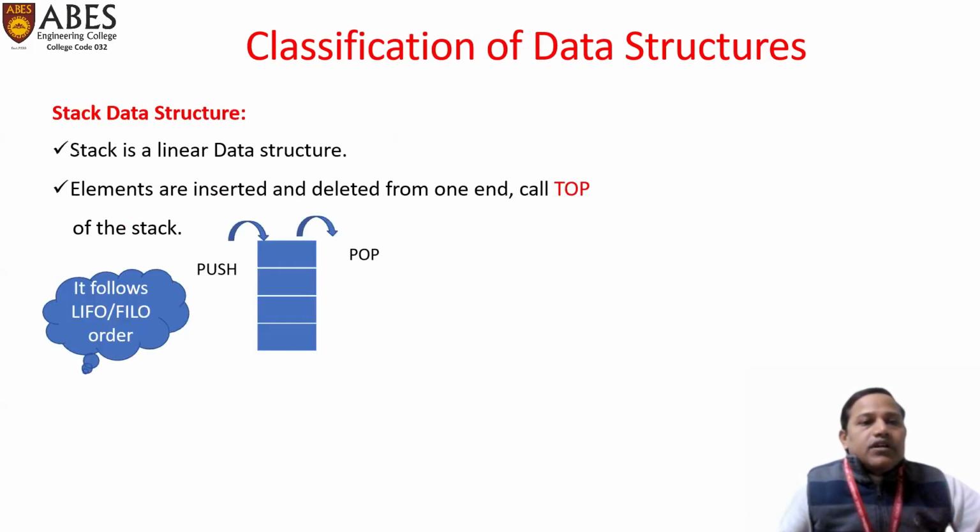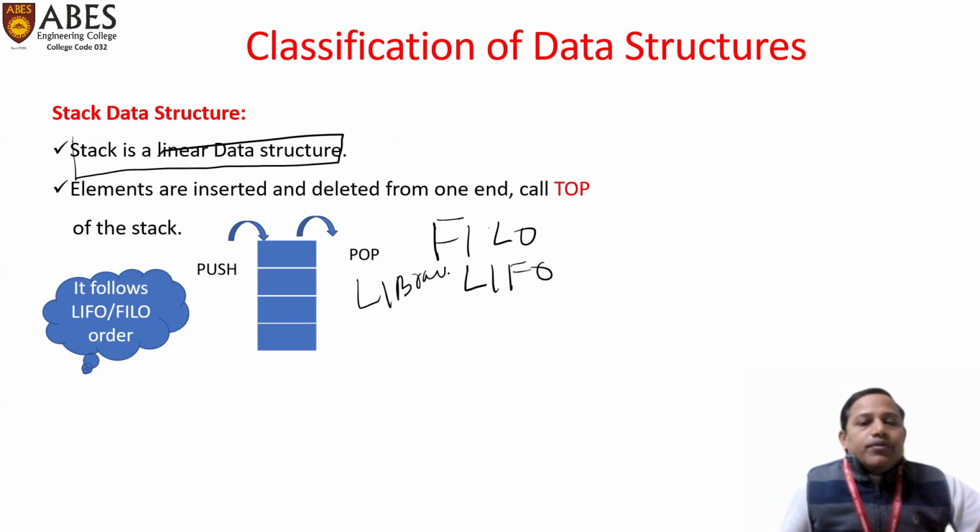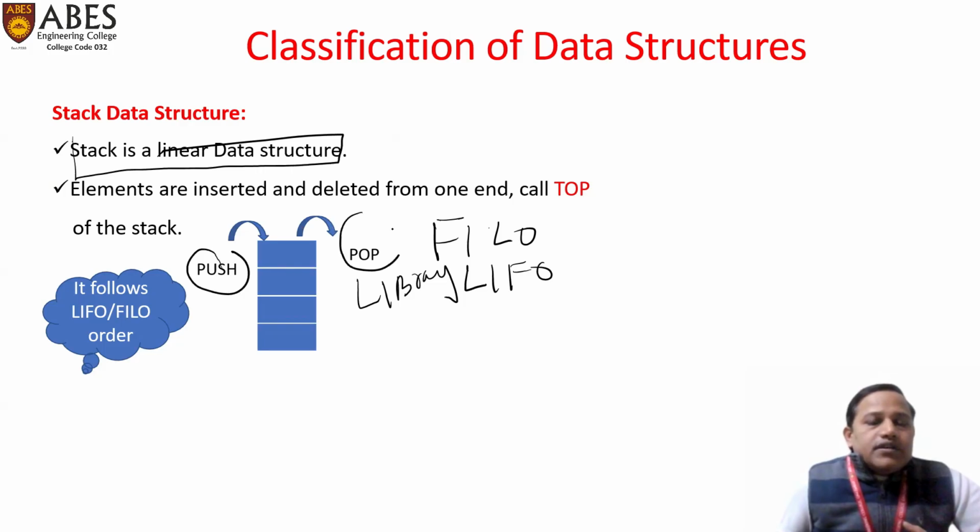Stack data structure. This is also a linear data structure. Stack data structure is basically an application of first in last out, or last in first out. That is FILO and LIFO. This is basically the application of a library, where you put books one after another, and the last book which you put will be picked up first. So insertion in this category is called push, and deletion is called pop.